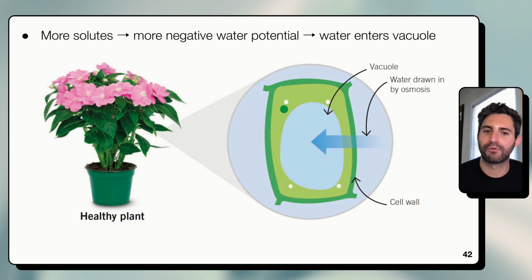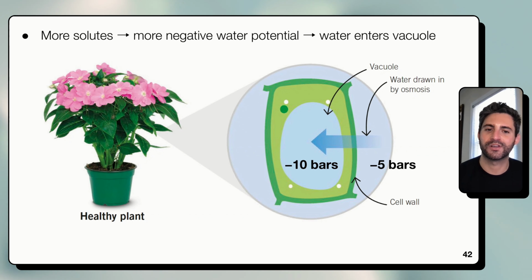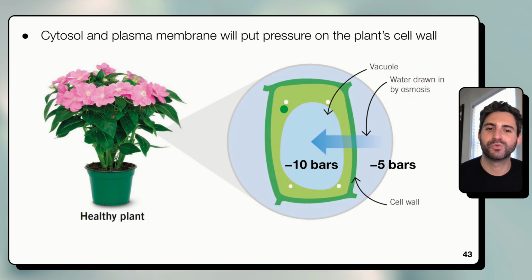Let's imagine the water around the cell. With our plant cell vacuole labeled at -10 bars and the surrounding environment at -5 bars, it's clear that the water potential inside the vacuole is lower than its surroundings. This difference means that water will naturally flow into the vacuole, trying to even things out. As the vacuole fills with water, it expands, and as it does, the cytosol and the plasma membrane are pushed outward, exerting pressure on the cell wall. This pressure gives plants their rigidity and is crucial for their upright growth.